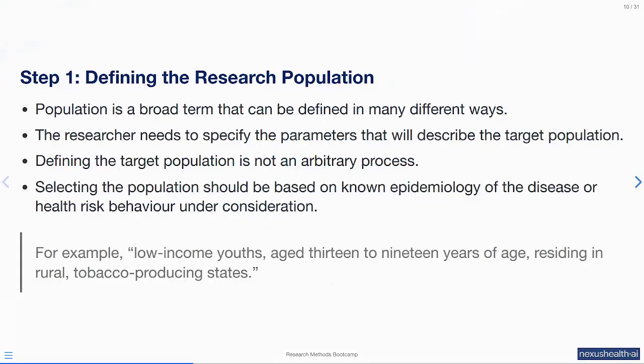When we use the term population, it is a broad term which can be defined in many different ways. The researcher therefore needs to specify the parameters that will describe the target population. Defining the target population is not an arbitrary process. Selecting the population should be based on known epidemiology of the disease or health risk behavior that we are considering. For example, a population may be defined as low-income youths aged 13 to 19 years of age who reside in rural tobacco-producing states.